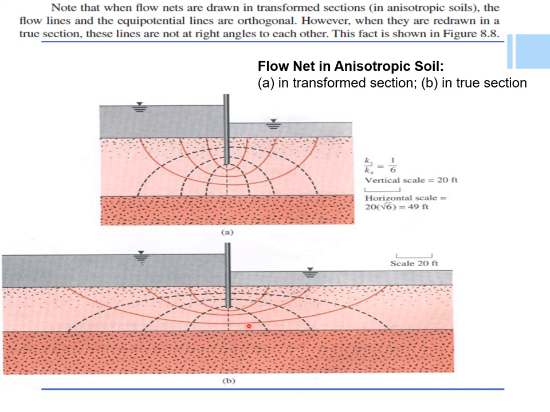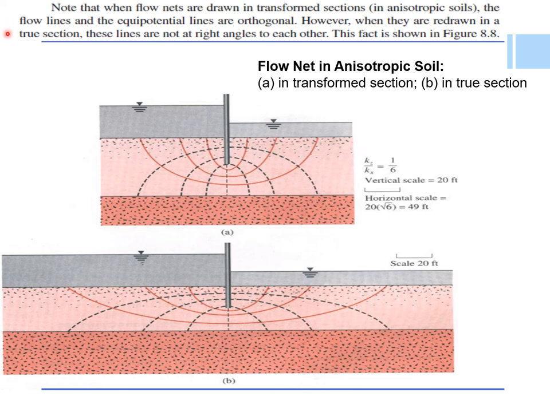And here this is the true section, and you can see one thing, in fact this is mentioned in the note, that when the flow nets are drawn in transform section in an isotropic soil, the flow lines and equipotential lines are orthogonal. So look at this case. In the transform section, where we have modified the horizontal scale, the flow lines and the dotted equipotential lines are perpendicular to each other, orthogonal to each other. However, when they are redrawn in true section, these lines are not at right angles to each other.